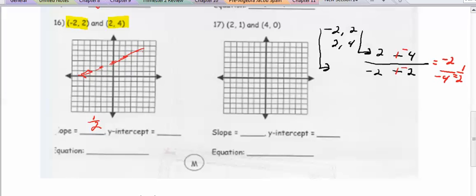Like arrows, I don't draw very well with this, but I give it a try. Okay, so now I'm going to go up 1, 2, 3. That's my y-intercept, positive 3. So my slope-intercept form is y is equal to 1/2 x plus 3.